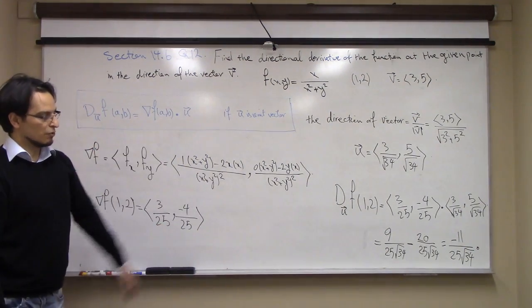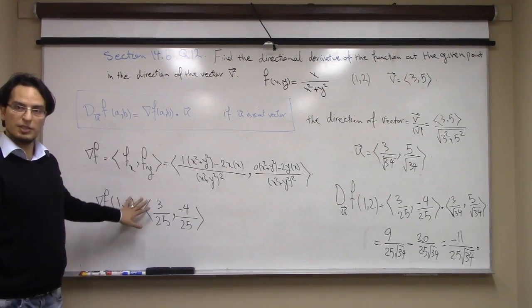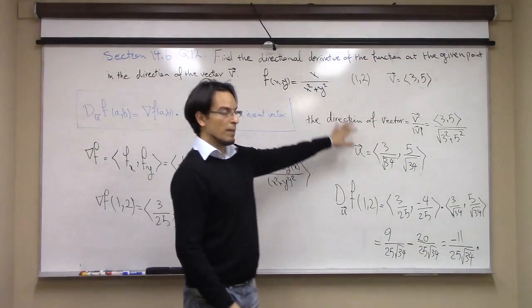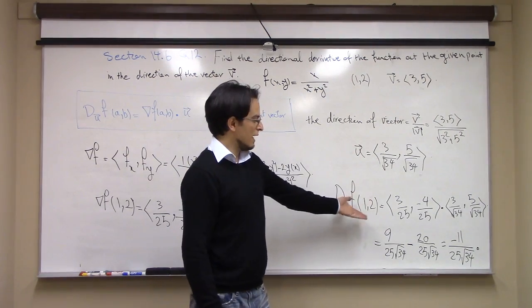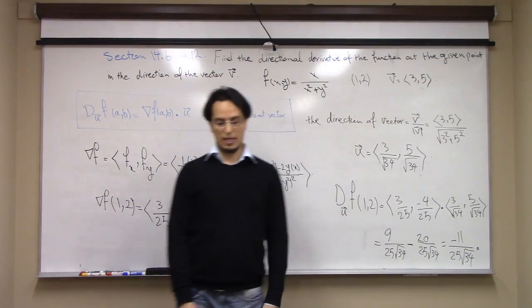So those were the steps. We find the gradient at that point, we make sure that the direction is a unit vector, and then we apply the formula. Thank you for your attention.